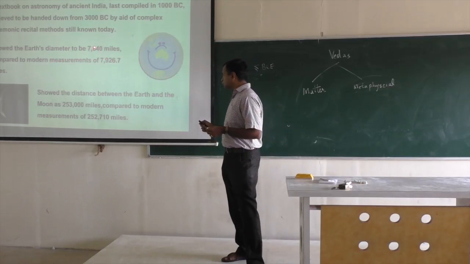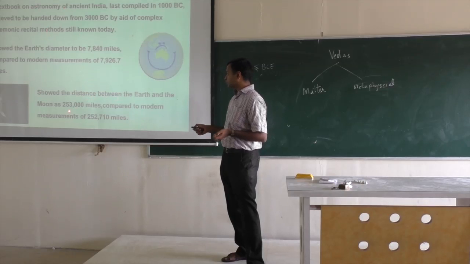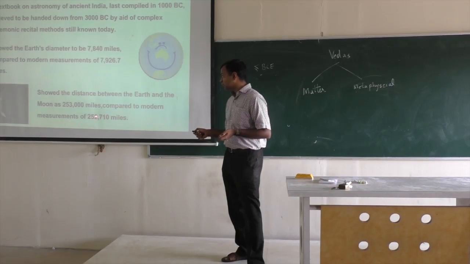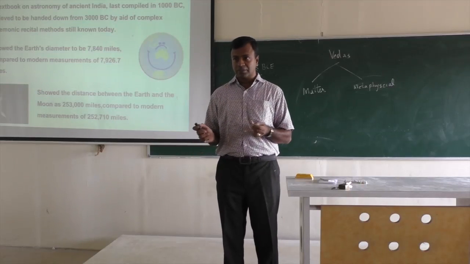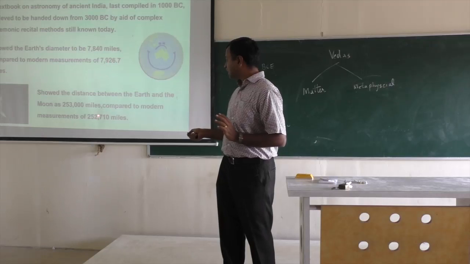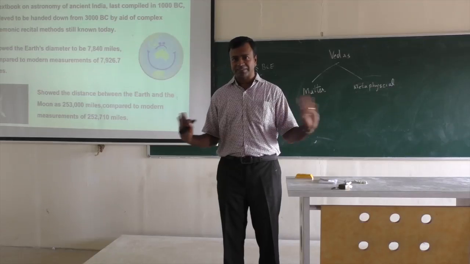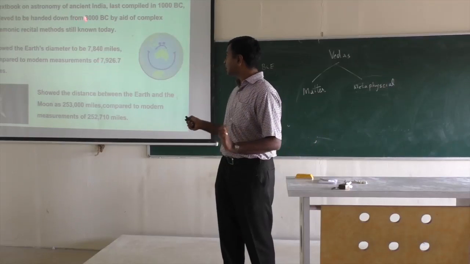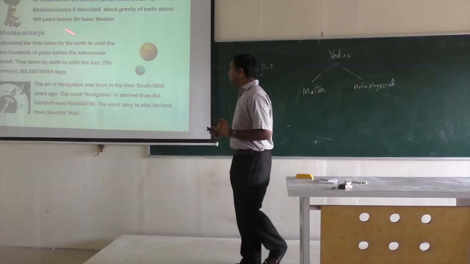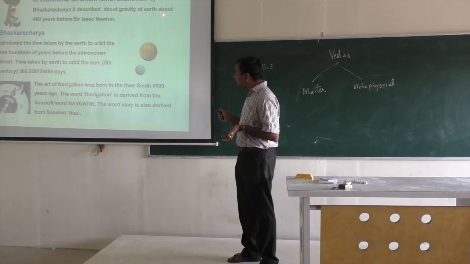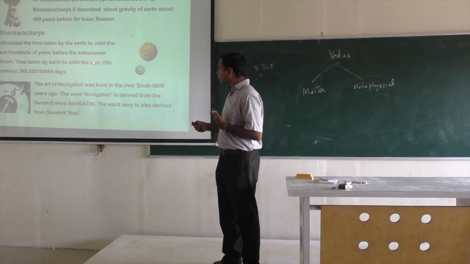And again, there is also the same with the Earth-to-Moon distance. For example, the Surya Siddhanta talks about 253,000 miles compared to modern measurements of 252,710 miles. So the point really I'm trying to tell you is that these kind of modern measurements we know only in the last 300-400 years, everything. Before that there was absolutely no clue. Whereas these books are clearly 2,000-3,000 years old, which talk about astronomy. Right? So similarly, even the law of gravity, for example, is spoken, or the time taken to orbit the sun.